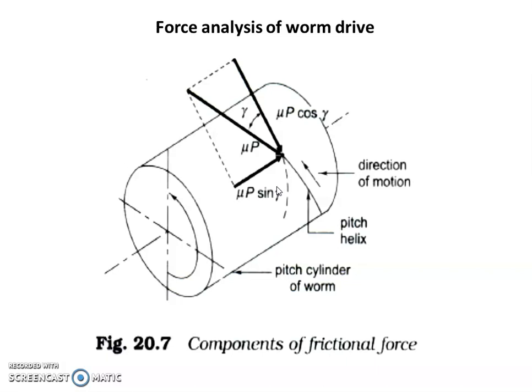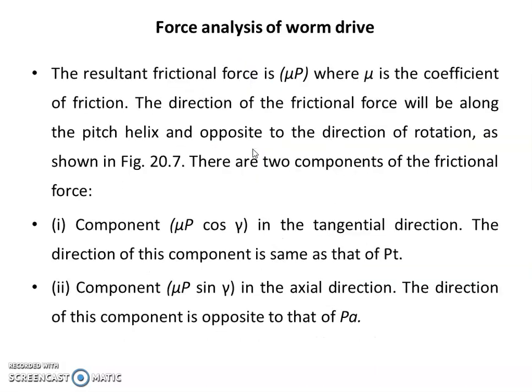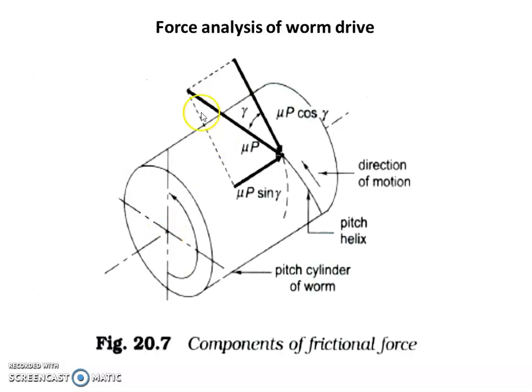So, as usual, we are considering frictional force as mu p, where mu is the coefficient of friction and p is the resultant force acting. So the resultant frictional force is mu p, where mu is the coefficient of friction. This mu p has two components, mu p cos gamma and mu p sin gamma. The angle here is gamma, the lead angle, that we have considered. So that's why mu p is resolved as mu p cos gamma and mu p sin gamma.